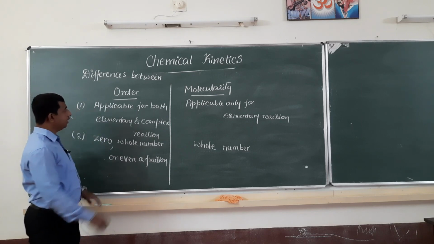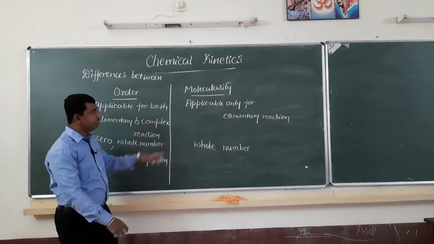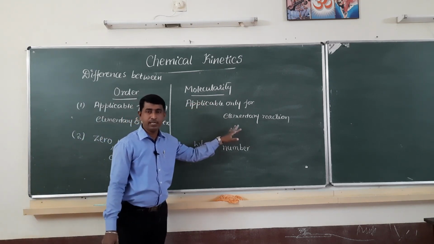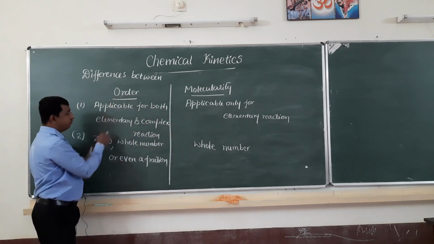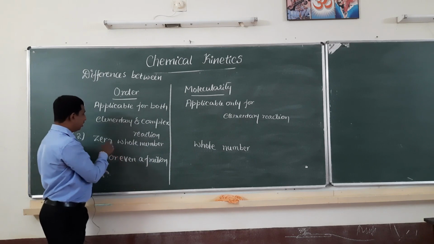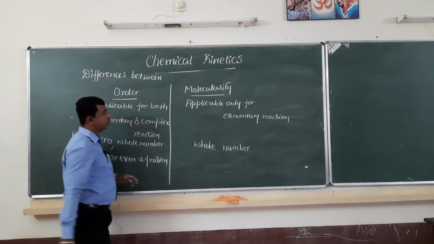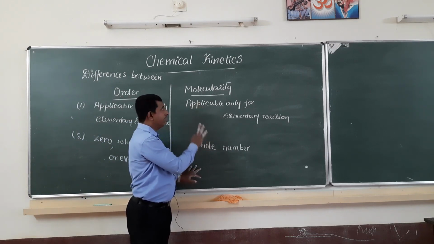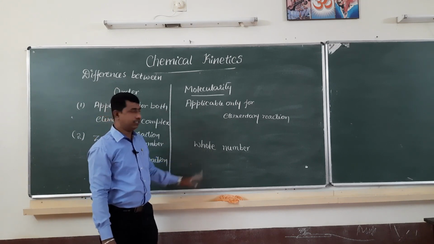So, order and molecularity differences. First one: order is applicable for both elementary as well as complex reactions, whereas molecularity is applicable only for elementary reactions. This is the first difference. Second one: order for a given chemical reaction can be 0, a whole number, or even a fraction, whereas molecularity is always a whole number. Its value cannot be 0 or a fraction.